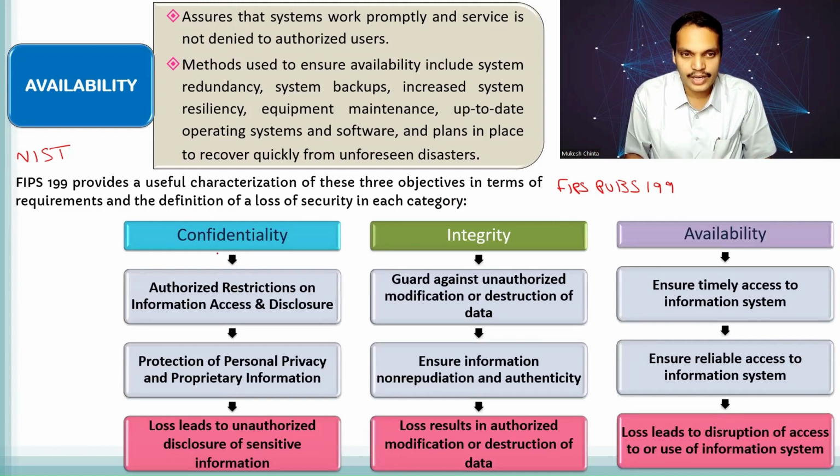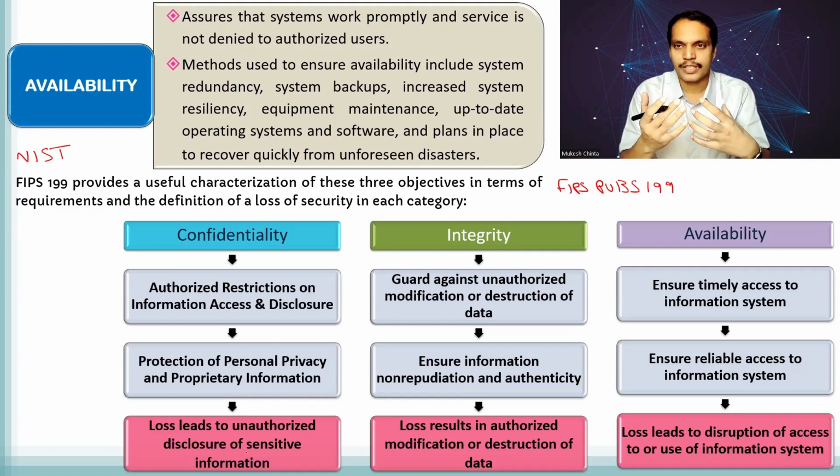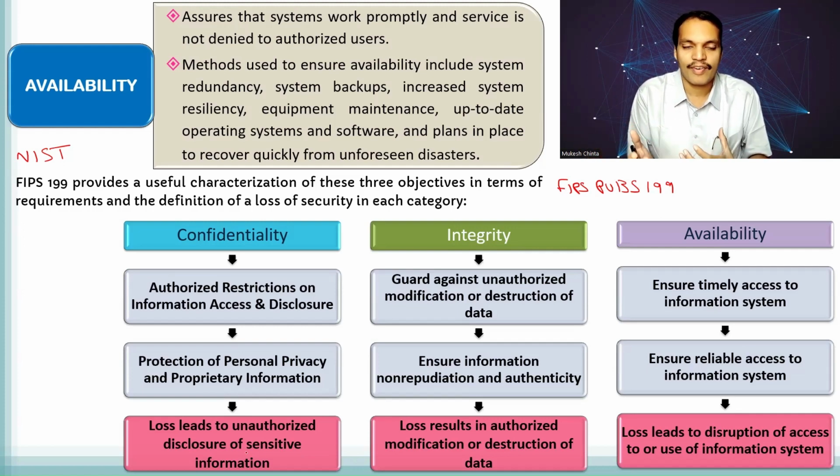First thing is confidentiality, as we already discussed. Confidentiality means authorized restrictions on information access and disclosure, and also protection of personal privacy and proprietary information. These are my two objectives to ensure confidentiality. If there is a loss of confidentiality, it leads to unauthorized disclosure of sensitive information. So whichever information that you feel is private, which is related to you, might be available to unauthorized parties.